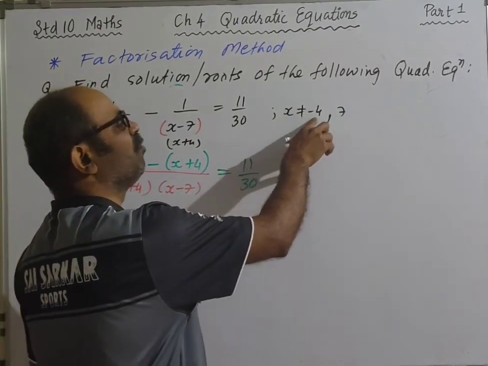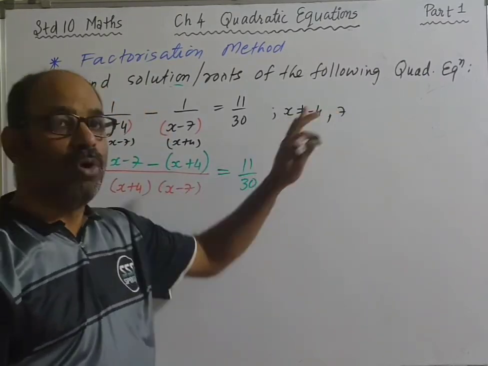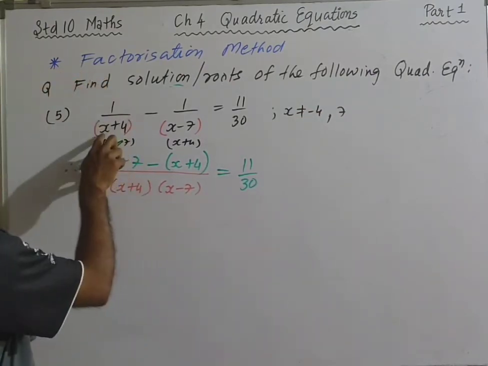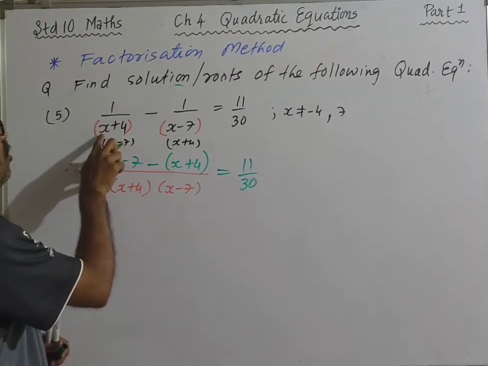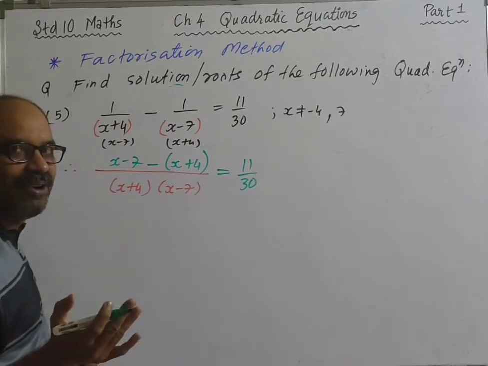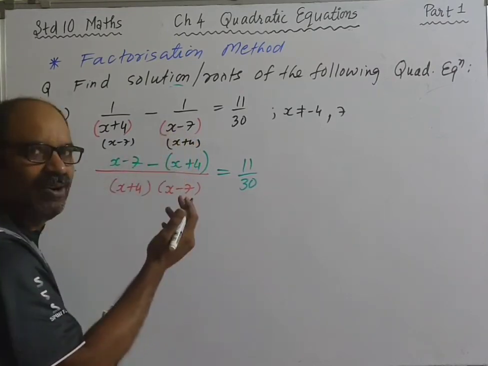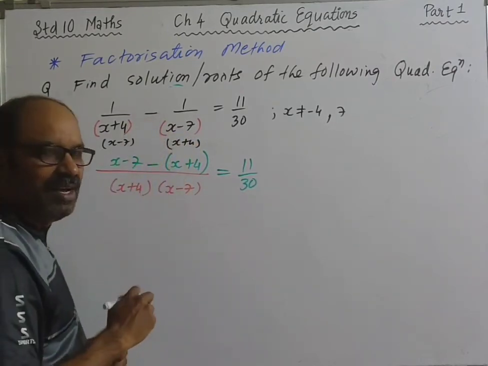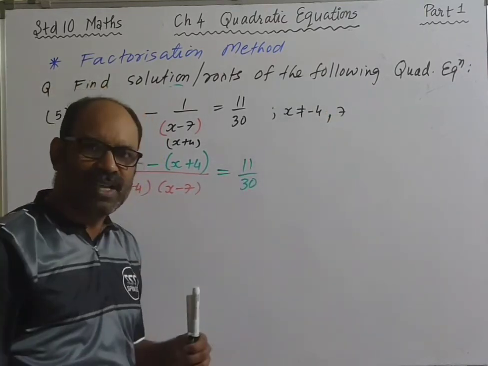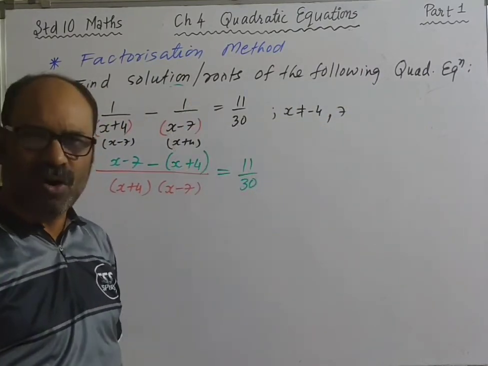Children, here x is not equal to minus 4 and x is not equal to 7. That is the condition. These two values of x are not possible. Why is this written in the question? Suppose you take x equal to minus 4, then minus 4 plus 4 is 0, and 0 comes in the denominator, and you can never have 0 as a denominator. If you take x equal to 7, 7 minus 7 is 0, and once again we'll have 0 in the denominator, but that is not possible. So x is not equal to minus 4 and x is not equal to 7. Under these two conditions, these two values of x are not possible, but anything else can be.